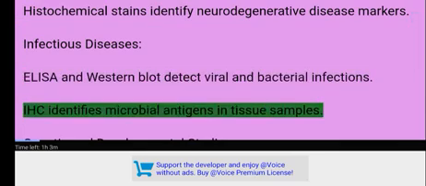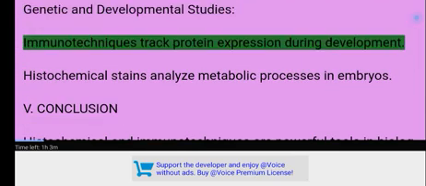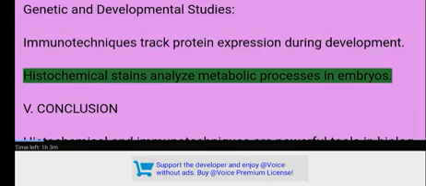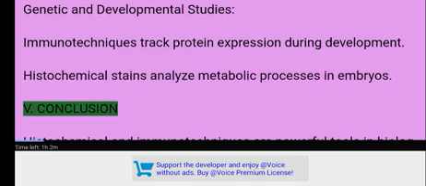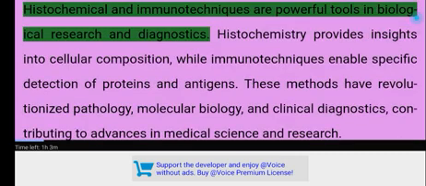IHC identifies microbial antigens in tissue samples. Genetic and developmental studies: immunotests track protein expression during development. Histochemical stains analyze metabolic processes in embryos. In conclusion, histochemical and immunotechniques are powerful tools in biological research and diagnostics.